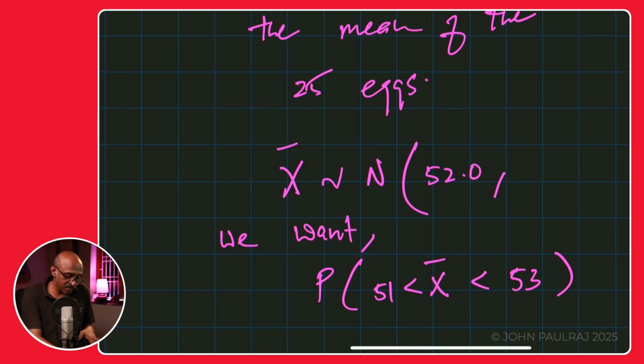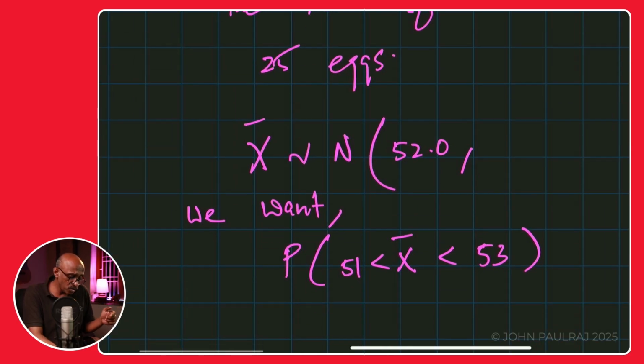The population mean being 52. Now, as I said, we're not going to use the standard deviation because that doesn't apply when you're studying the means. The means vary differently than actual individual eggs. This is not the individual eggs, the means that we're talking about, the mean of 25 eggs, right? For individual eggs, we can look at the population standard deviation, but here we're looking at the mean. I hope this is clear, okay?